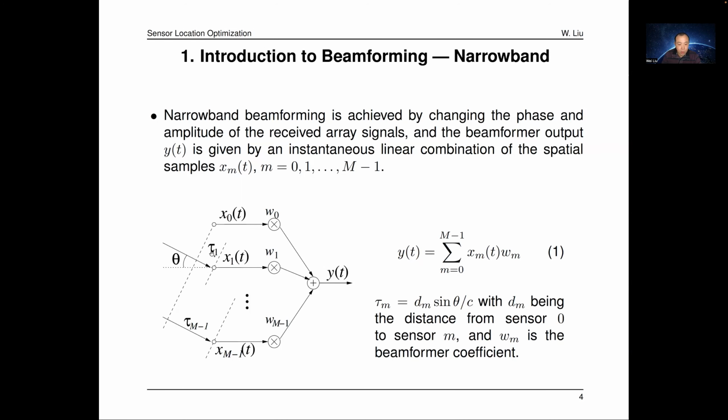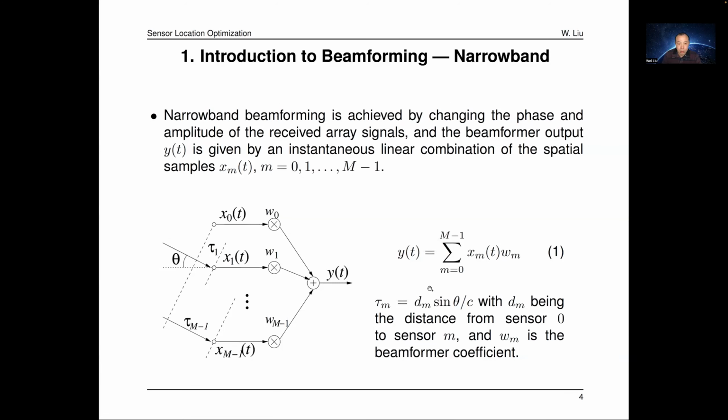In this figure, you also have tau 1, tau 2, and so on. So this tau m is given by d_m sin theta over c. c is the propagation speed, and theta is the angle of arrival of the signal measured from the broadside of the array. And d_m is the distance from sensor 0 to sensor m. That's tau m. So that's the beamformer structure for the narrowband case.